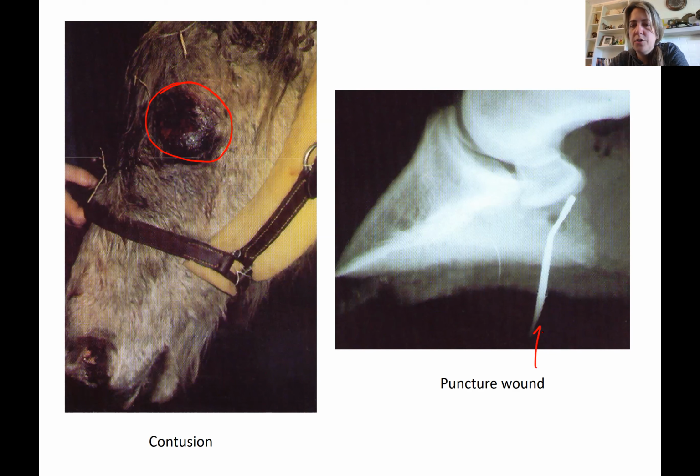Puncture wound. This is a nail in a horse's foot. For a puncture wound, the definition is that it's longer than it is wide. Okay, so that's what a puncture wound is. In this case, there is a nail there. One of the things, a rule of thumb, is that you don't remove the nail. You let the veterinarian come over, because they're going to have to x-ray first to see what tissues were involved, so they can have a plan of attack on how to treat this wound.